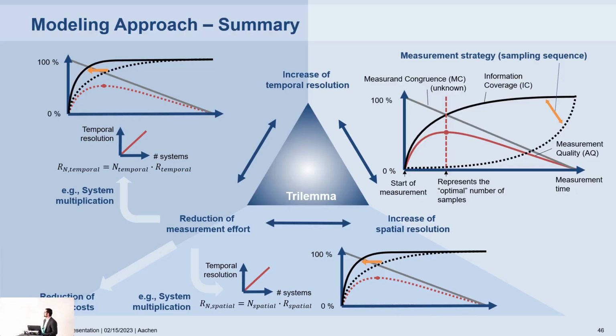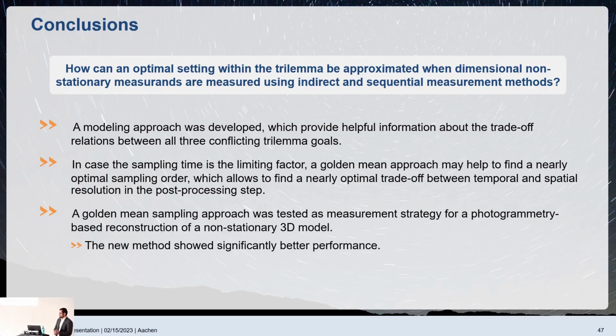However, I will draw my conclusions now. The research question was, how can an optimal setting within the trilemma be approximated when dimensional non-stationary measurands are measured using indirect and sequential measurement methods? To answer this question, a modeling approach was developed, which provides helpful information about the trade-off relations between all three conflicting trilemma goals.